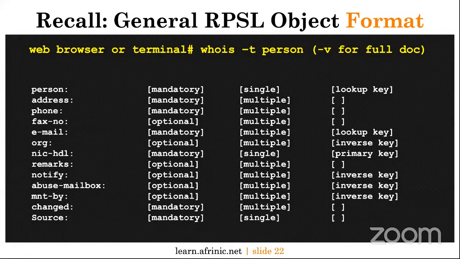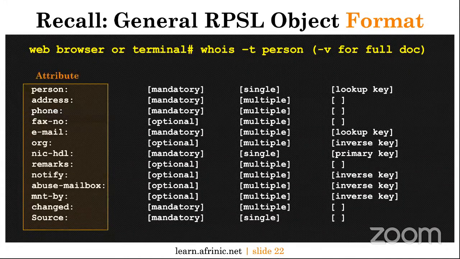So, participants, can you please go to whois.afrinic.net? You will need to use that later on. So this is an RPSL object format, but this time, this is a template. The other time I showed you a full object itself, but you use the template to build the RPSL object.